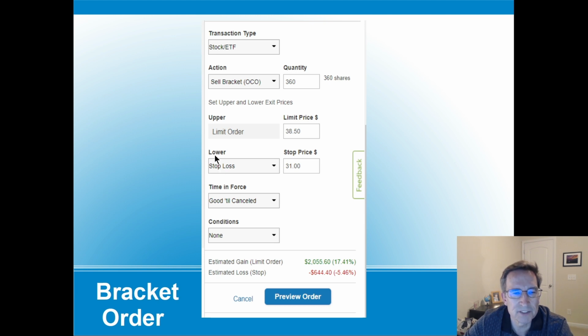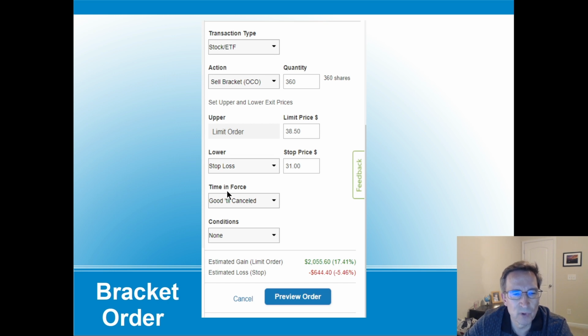And then the stop loss. So if it goes against us and it goes down, we're also able to enter a stop loss. In this case, it was 31. So this would tell me that the current price is somewhere between 31 and 38.5.